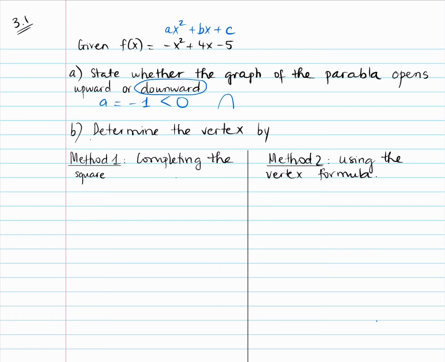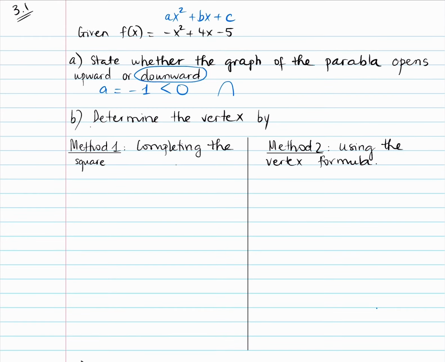Now, we need to determine the vertex by two different methods. I'm going to show you different methods, and then you will have a choice to pick whichever method works best for you. So method number 1, completing the square. Let's rewrite the function.